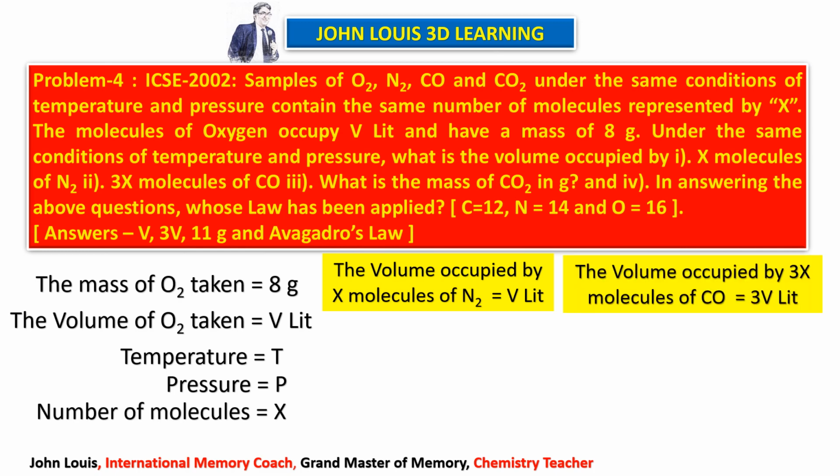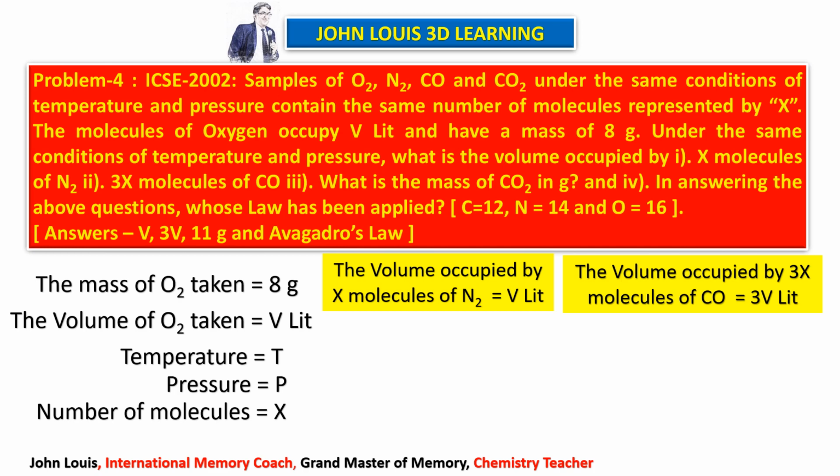Okay, then the volume occupied by 3X molecules of carbon monoxide. So what will be the volume of X molecules of carbon monoxide? That will be V liters because all the volumes are the same. But here 3X molecules will occupy 3V liters, 3 times its volume. So very simple. No calculation at all. Simple logical understanding of the law will help us.